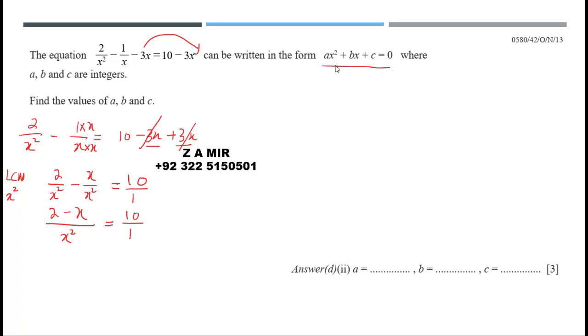Now we have single fraction on both sides, cross multiply. It will become 2 minus x, and this x square multiply with this, it is 10x square. So now the equation is 10x square, bring these over here, plus x, and this 2 minus 2 equal to 0. So let's compare. A is 10 and B is, here we have 1, plus 1, and C is minus 2.